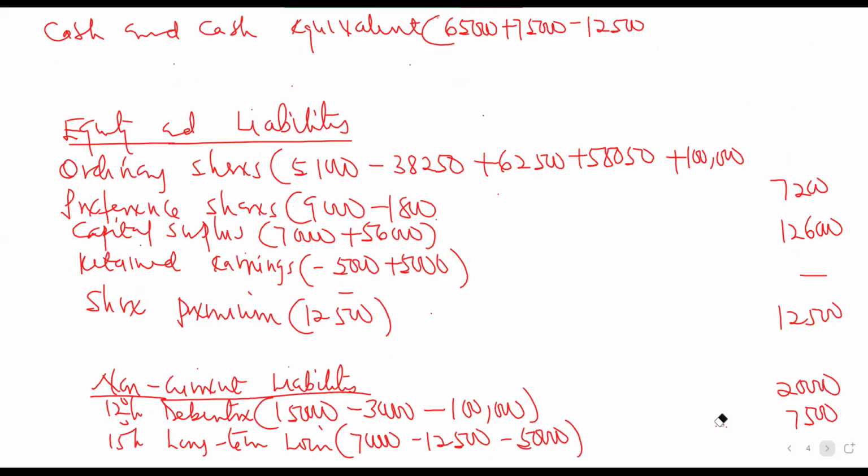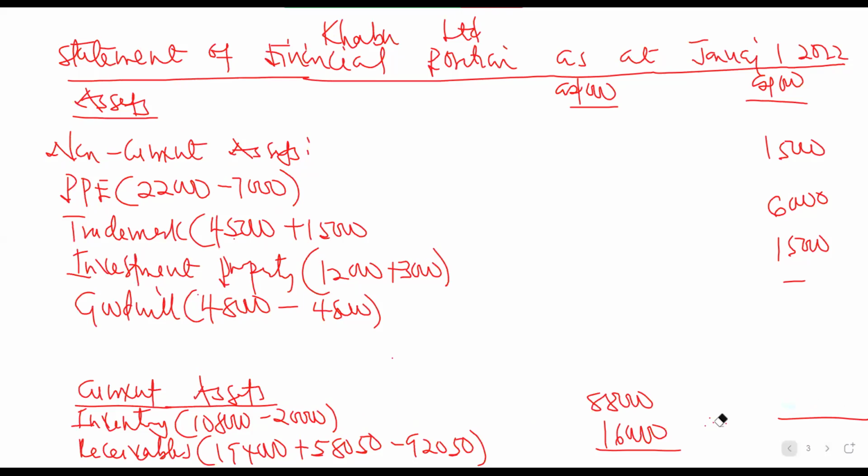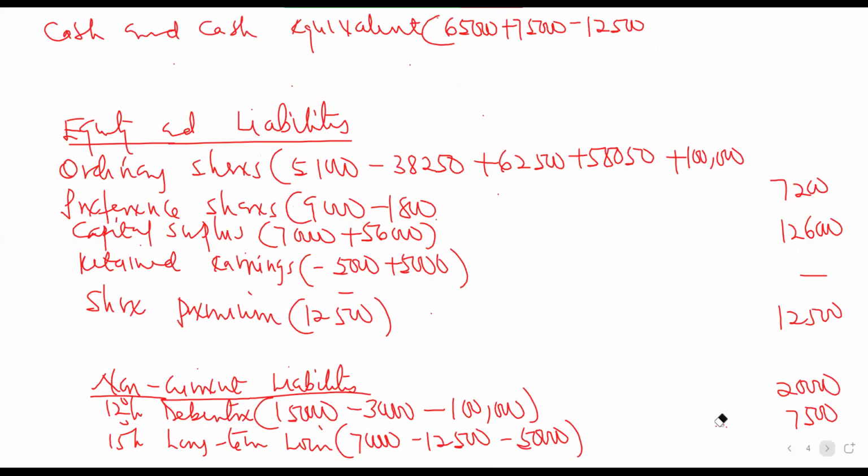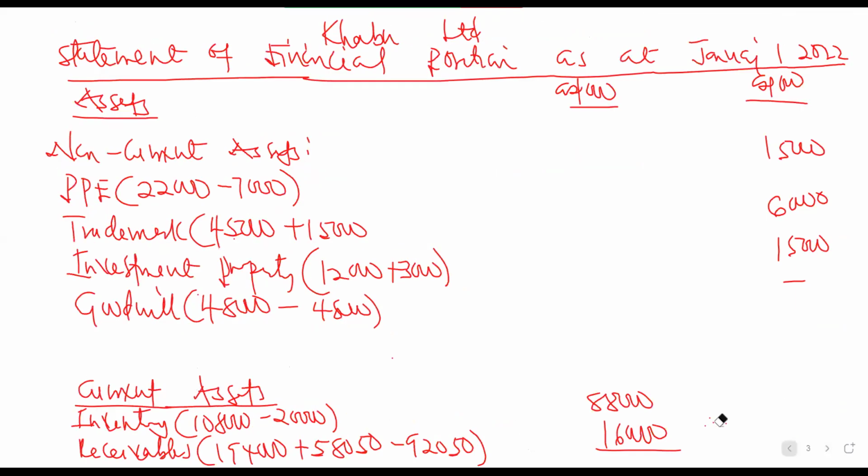So okay, this is supposed not to come here. Cash and cash equivalent is here. So our cash and cash equivalents, that will be 65,000 plus 75,000 minus 12,500. That will give us 127,500 plus 88,000 plus 160,000 plus 15,000 plus 60,000 plus 15,000.